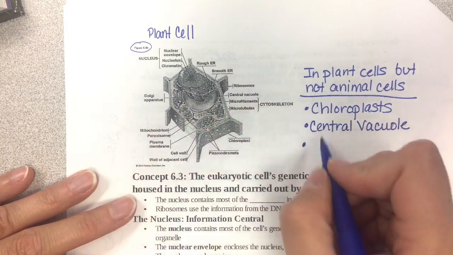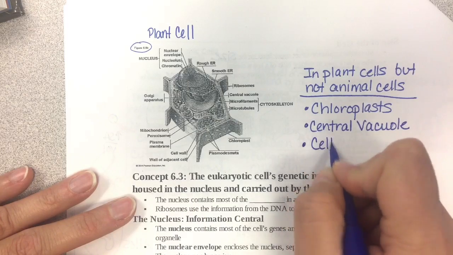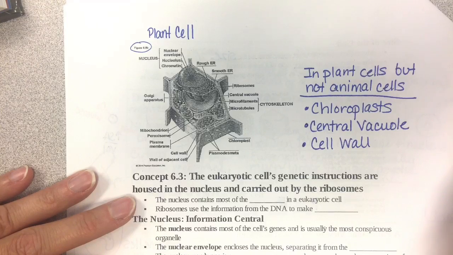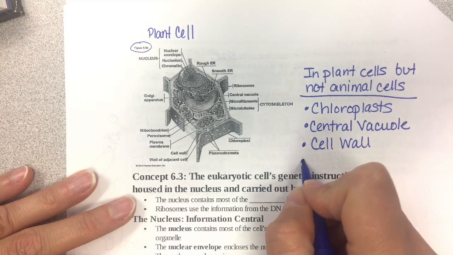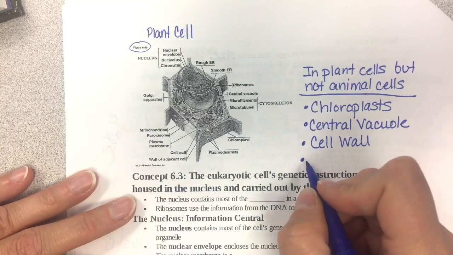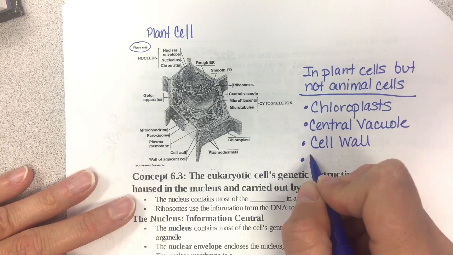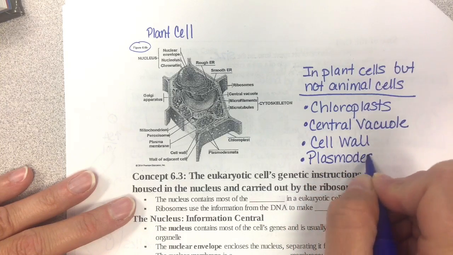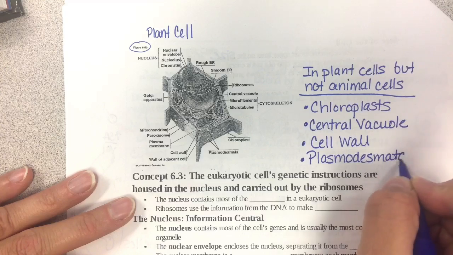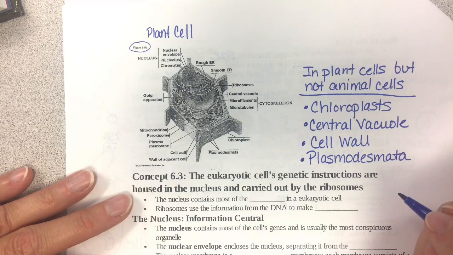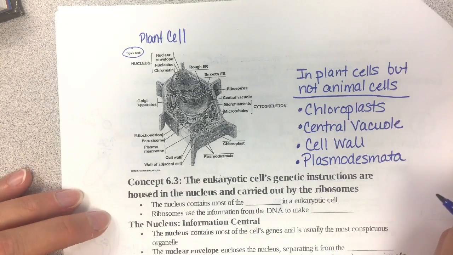Around it, it has a tough cell wall. Why is it tough? What molecule is it made out of? Did you say cellulose? Because that's, remember, one of our polysaccharides that we learned about. And they have these things called plasmodesmata, which are kind of like tunnels between the cells. And we'll talk about those in a little bit too.